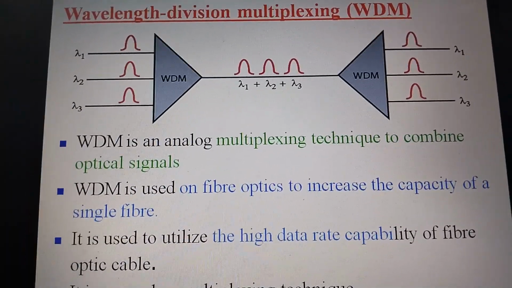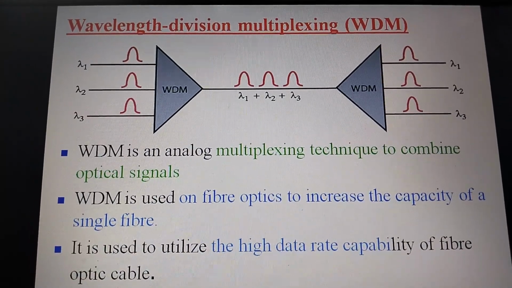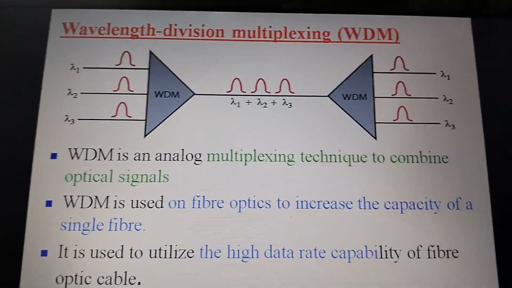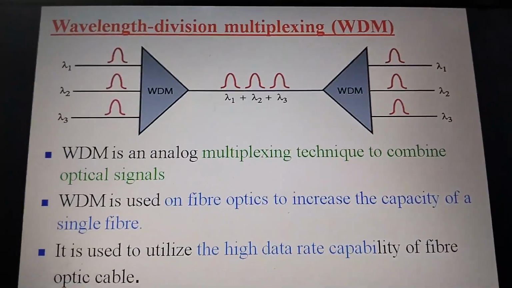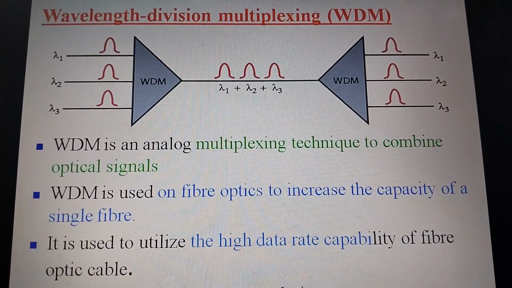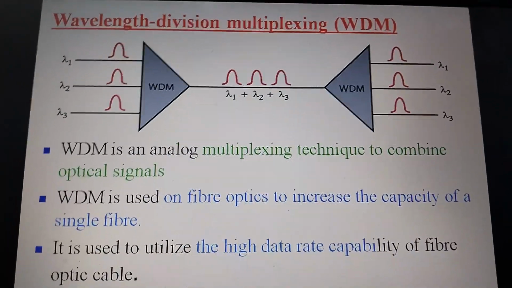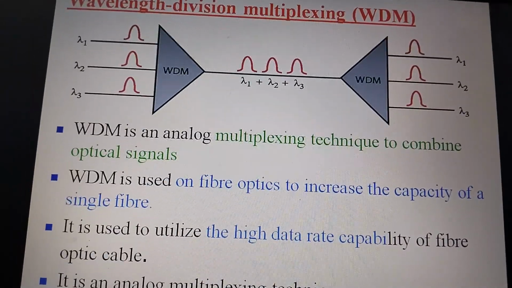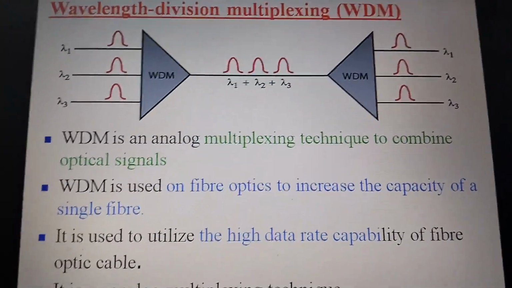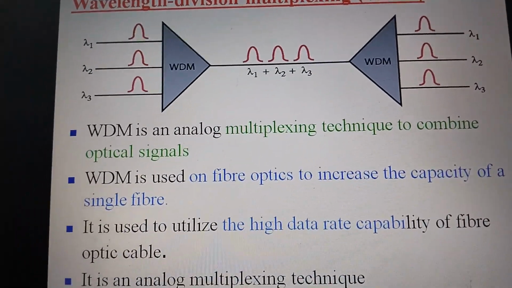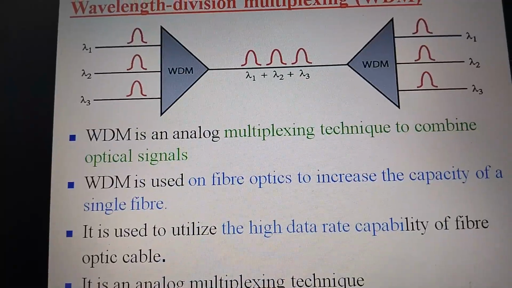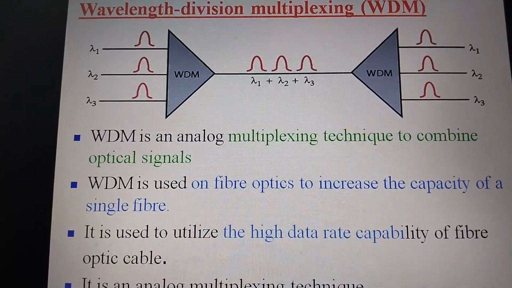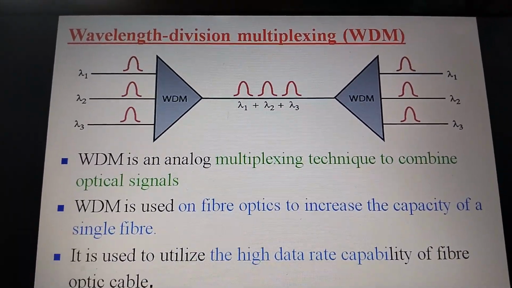In the previous class, we studied what multiplexing is and the types of multiplexing. The first type is frequency division multiplexing, which is mainly used for analog signals. Wavelength division multiplexing is also the same as frequency division multiplexing; it is also used only for analog signals. What is wavelength division multiplexing? It combines several analog signals into a single analog signal.